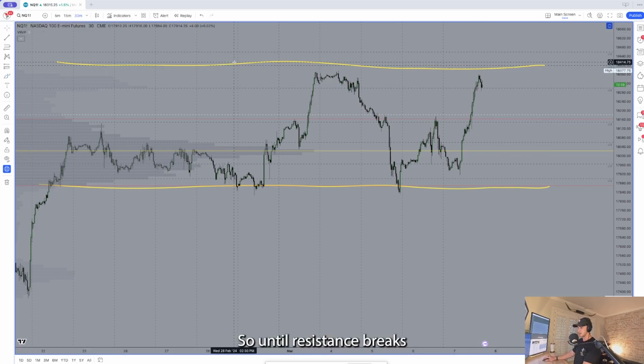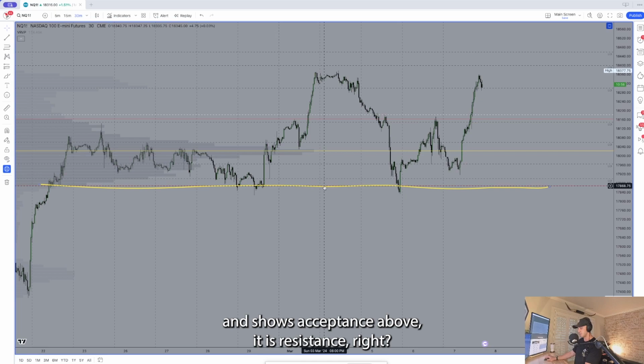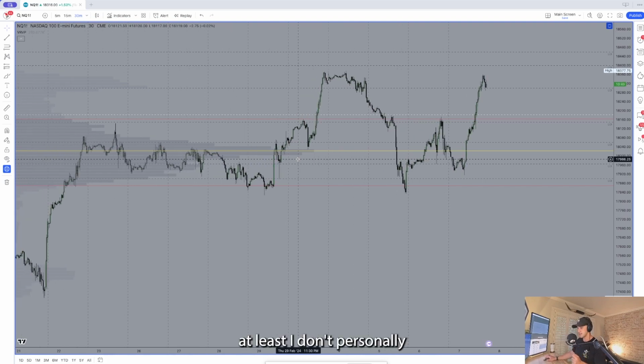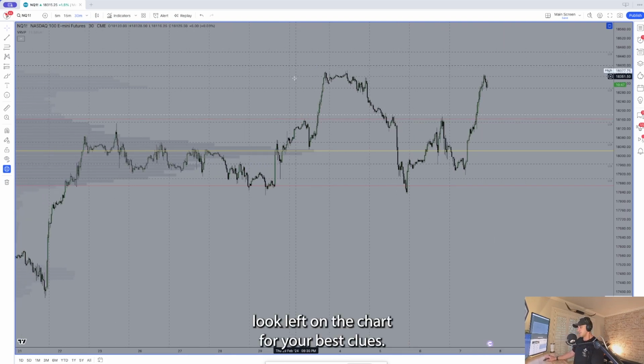So until resistance breaks and shows acceptance above, it is resistance, right? We don't want to anticipate. At least I don't personally. Look left on the chart for your best clues.